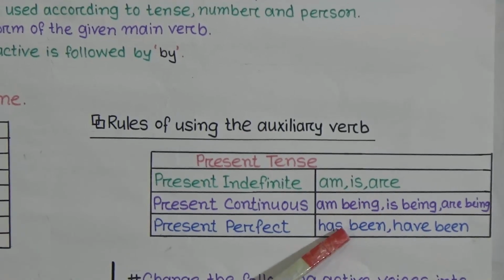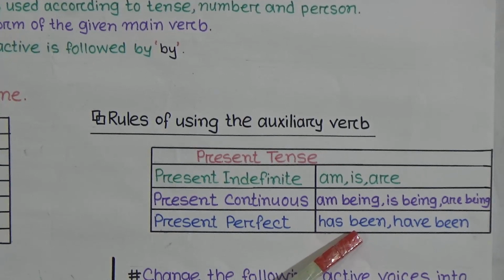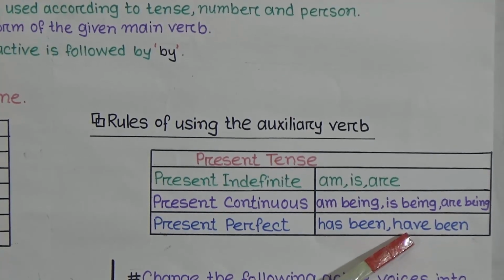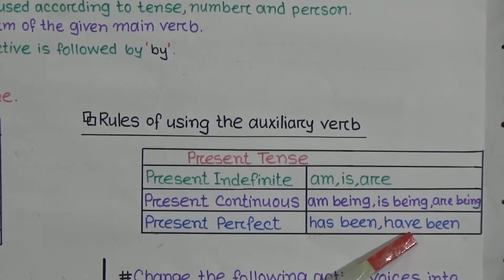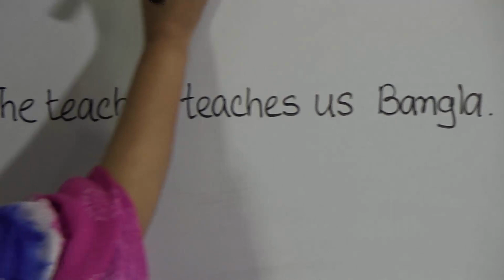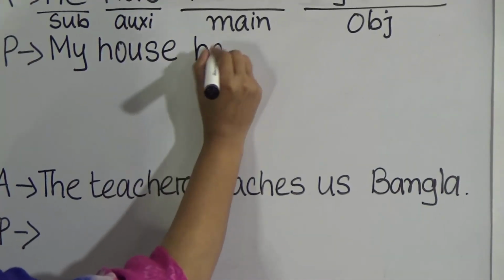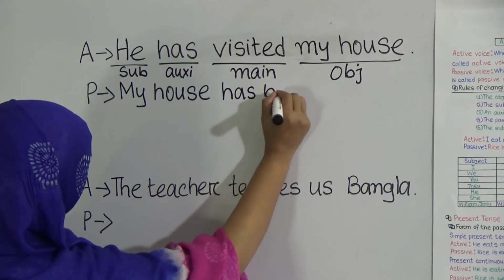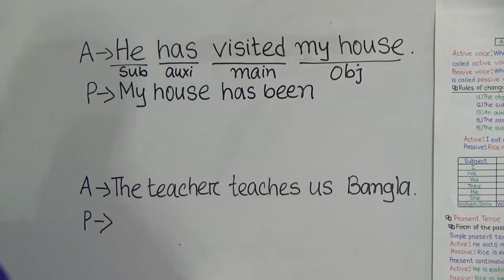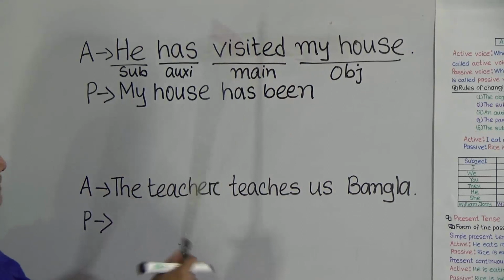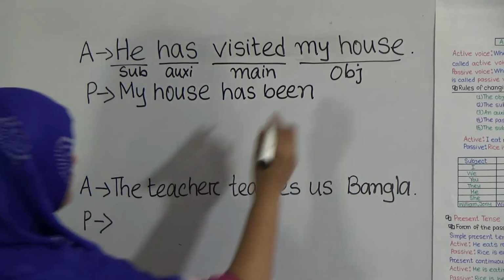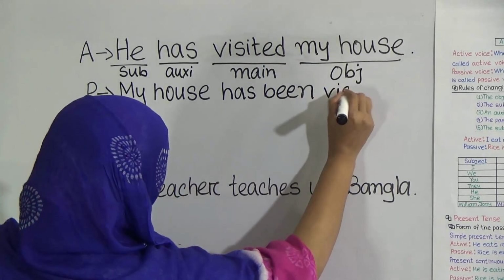If the subject is singular, then we have to choose has been, and if the subject is plural, then we have to choose have been. So our subject is my house. This is singular. We have to write here has been. My house has been. Then we know we have to use the past participle form of the verb. Here visited is the past participle form of the word visit. We have to write visited.